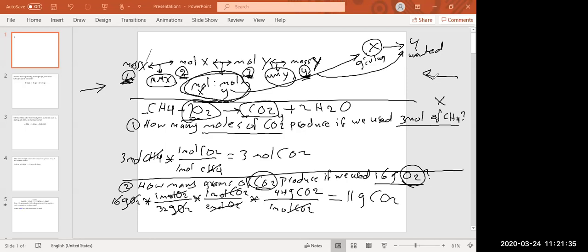Okay, so let's start with practicing with the limiting reactant and percent yield right now.